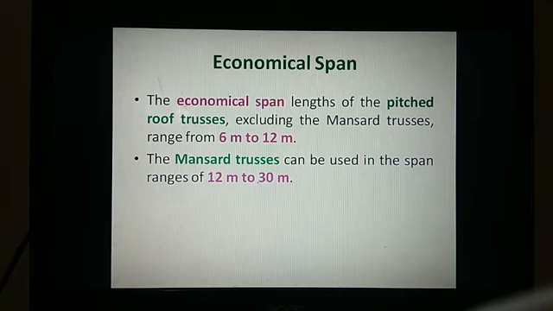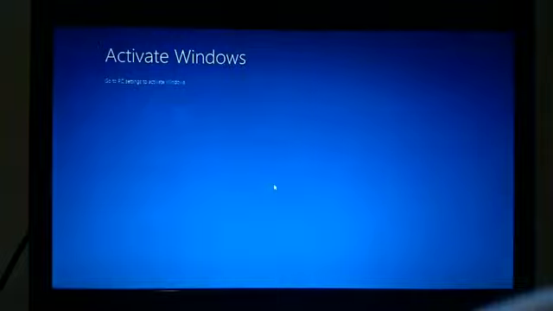That's what we are going to study in design of roof trusses as per the BTech syllabus. Let me talk about the economical span. The economical span lengths of the pitched roof trusses, excluding the mansard trusses, range from 6 meters to 12 meters. When the span is more, obviously the structure is going to be uneconomical. But for 6 to 12 meters of spans you can go with the pitched roof trusses, like a fin truss or fan truss, and the mansard truss can be used in the span range from 12 meters to 30 meters, where it is more advanced than the fin and fan truss.